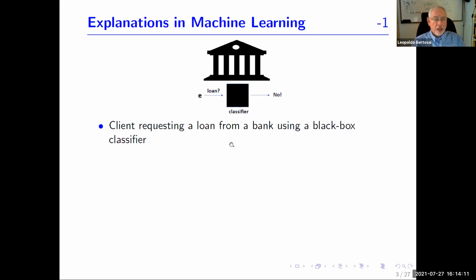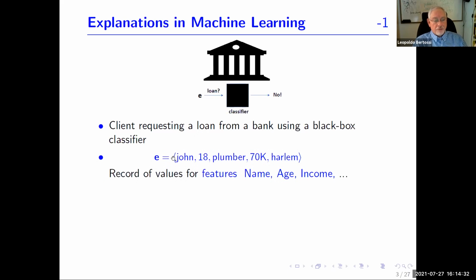Another scenario: we have a bank that owns a classifier that we can consider as a black box. We don't know how it works. And then there comes a client of the bank and requests a loan. This is an entity, and then the answer is no. The client's loan request is rejected. The entity could be a record of feature values, for name, age, income, etc.